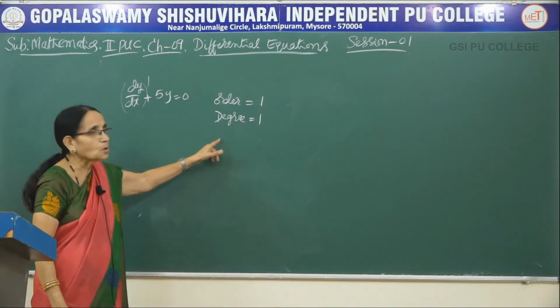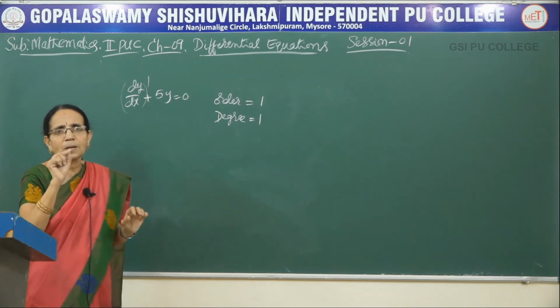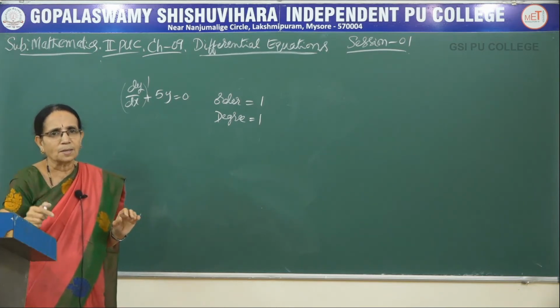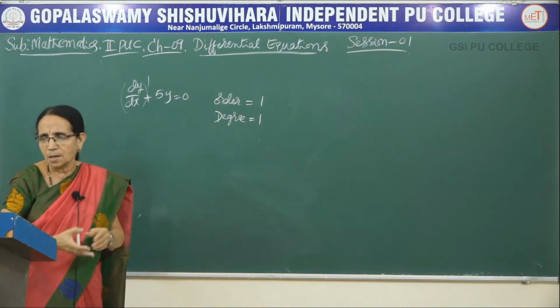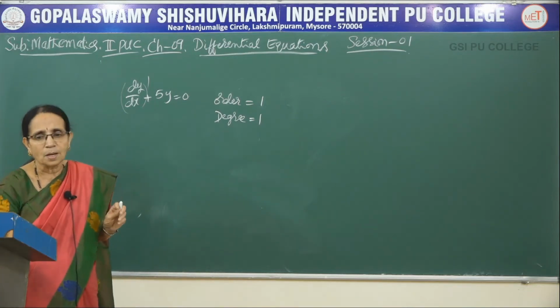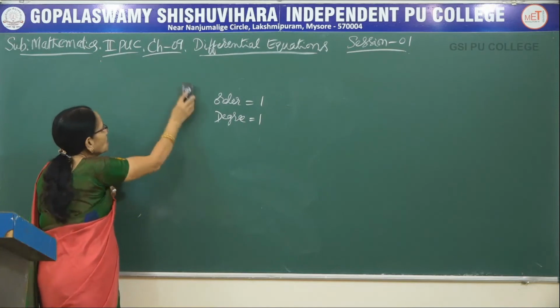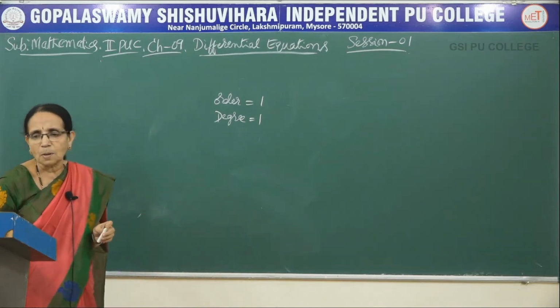It is better you write like this. Don't simply write 1 and 1, not defined, like that. Two words only. Within half a minute you can write the answer here. So, order is 1, degree is 1. Now, let me move on to the next problem.